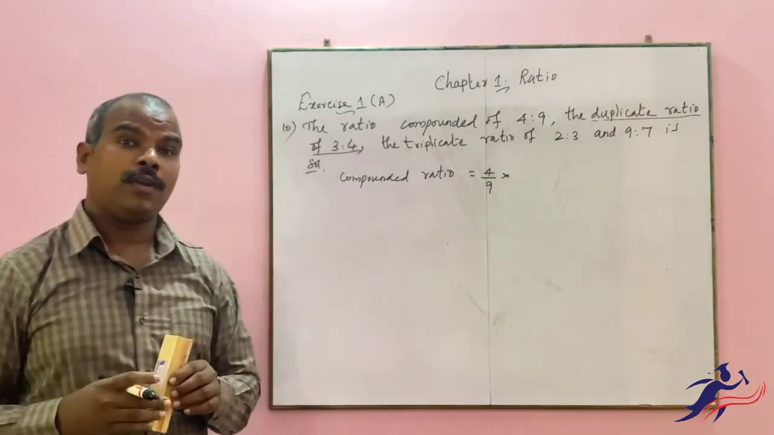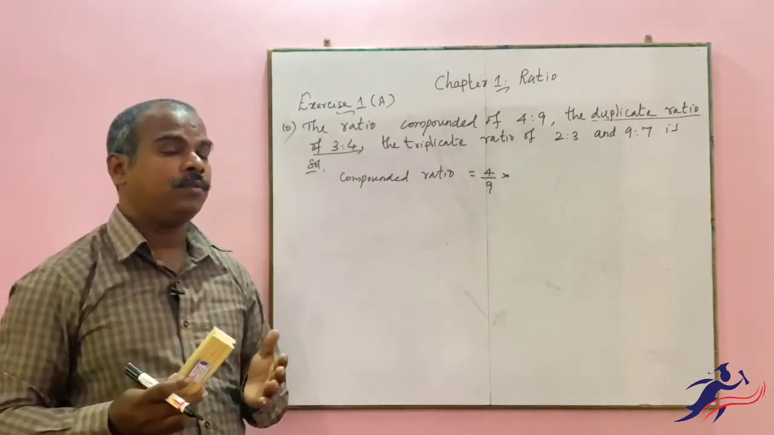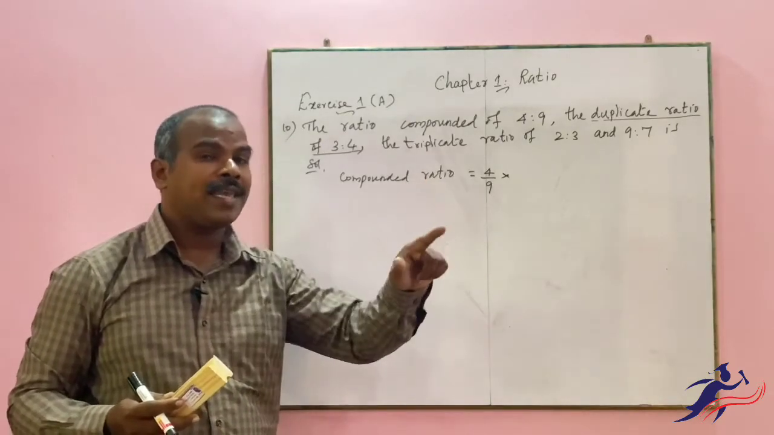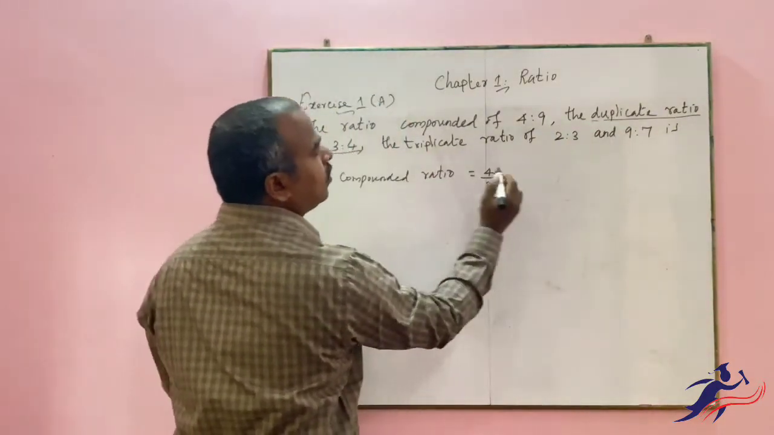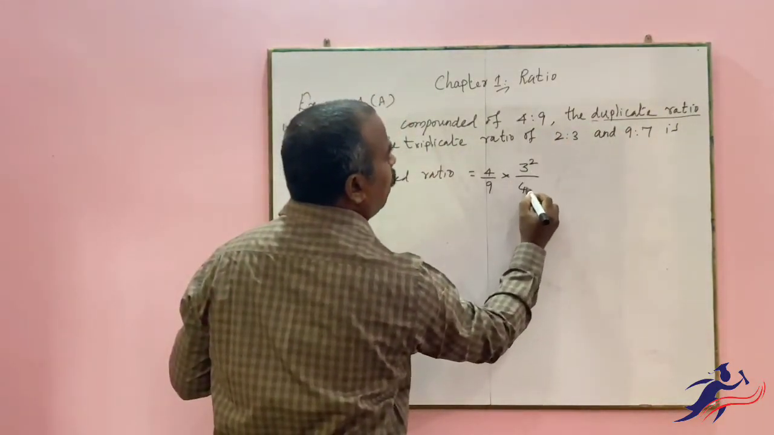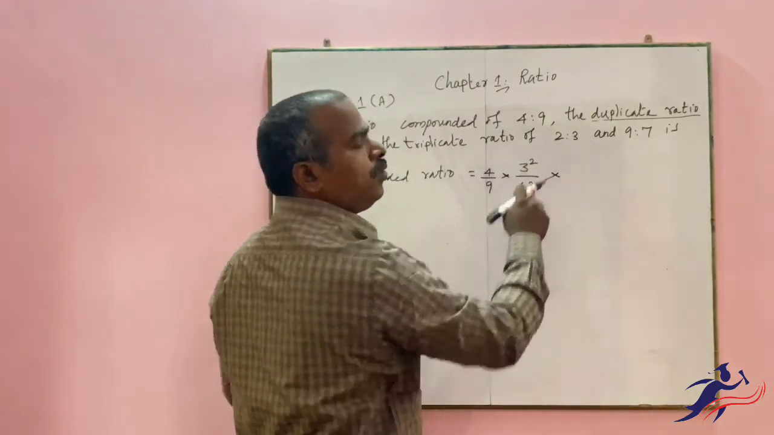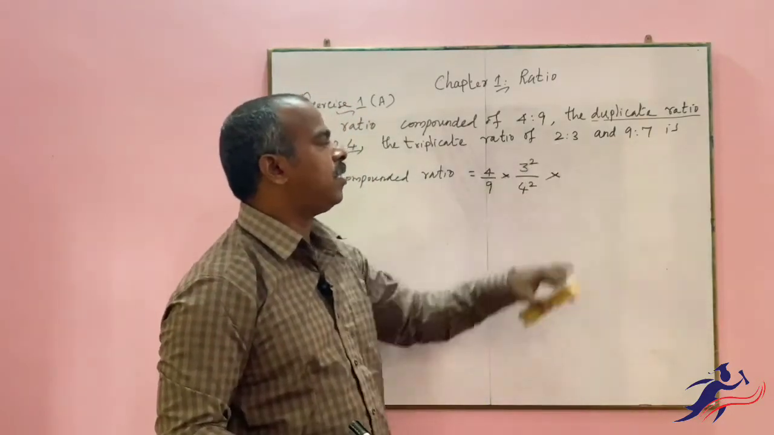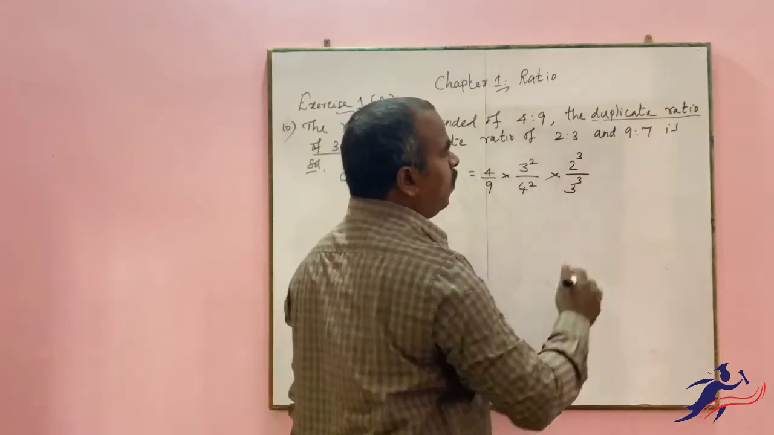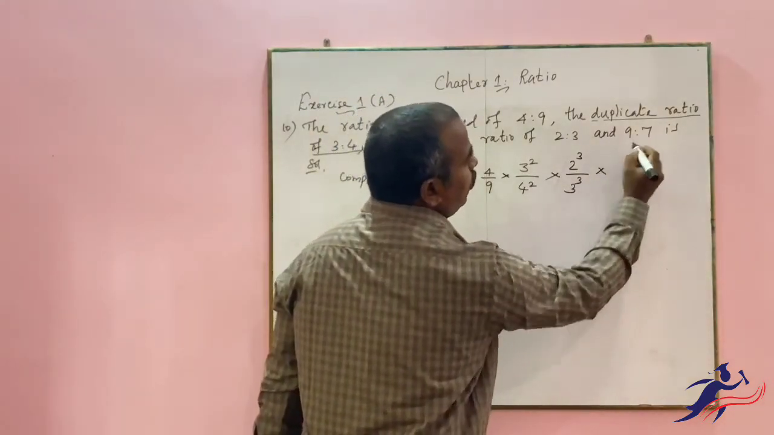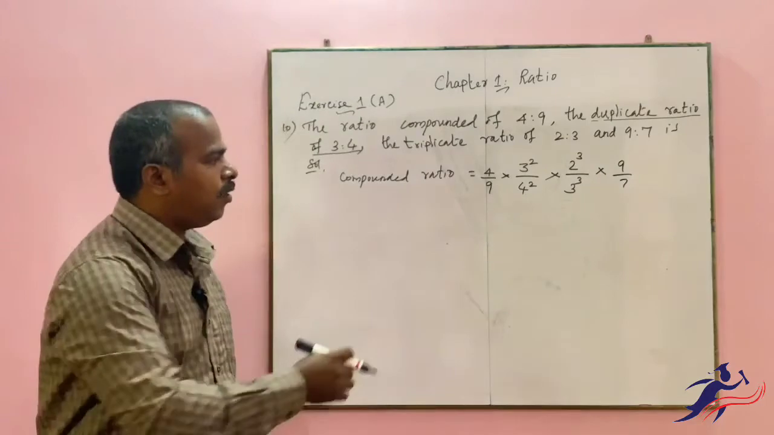Duplicate ratio in the sense, if A is to B is the given ratio, then the duplicate ratio of A is to B is A square is to B square. Therefore, the duplicate ratio of 3 is to 4 is 3 square by 4 square into the triplicate ratio of 2 is to 3. So, triplicate ratio of 2 is to 3 is 2 cube by 3 cube. And that is into 9 is to 7. 9 is to 7 can be written as 9 by 7. Now you can find out the values.